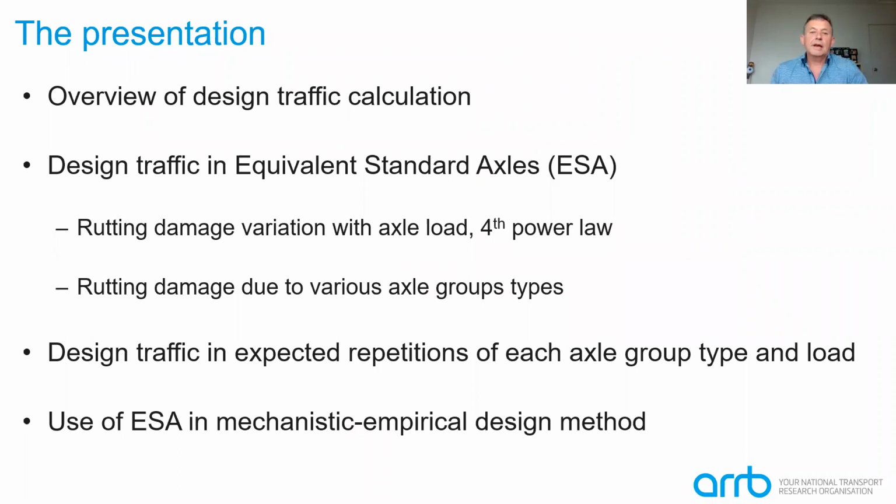So that completes the presentation. I ran through, giving you an overview first off, the method of calculating the loads on the pavement over the design period, because these loads need to be considered when we're looking at what's required structurally for the pavement. There are two basic units that are used. The ESA, equivalent standard axle, which I've gone through, relies on the fourth power law and the standard group loads and where they came from. But the more fundamental method is to look at the expected number of load repetitions of each axle group load and type. And I've explained also that we still use the ESA approach in the mechanistic method for looking at the rutting of pavements and the reasons why we do that.